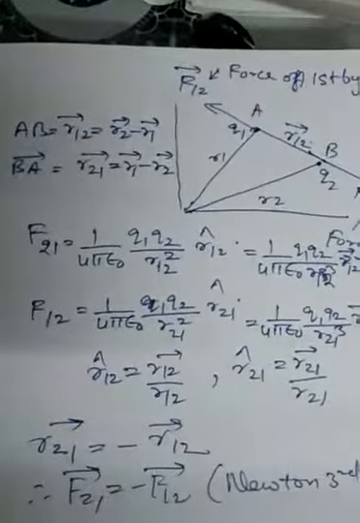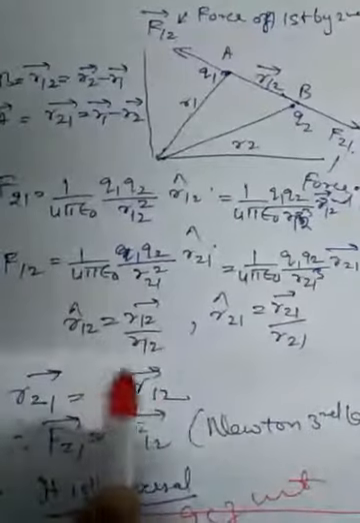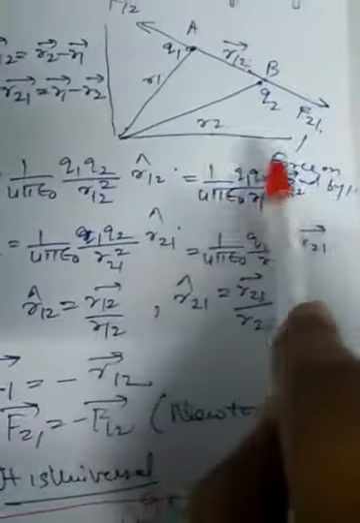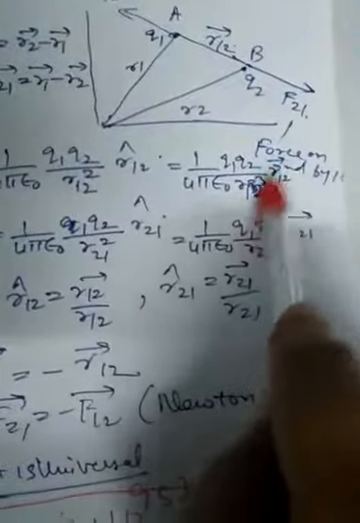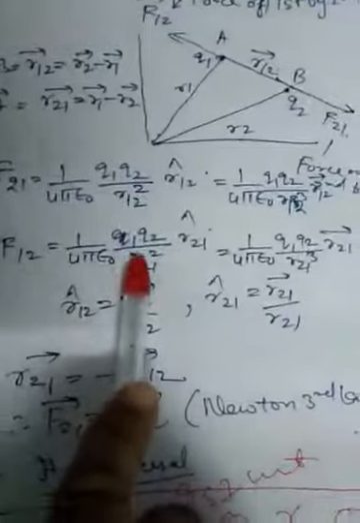And since we are talking about the vector form, we have to point out some direction. So that is taken as R12 cap. R12 cap is basically equal to R12 vector upon R12. So we can write this as R12 vector upon R12 cube. So in vector form we can write F21 is equal to 1 by 4 pi epsilon naught Q1 Q2 upon R12 cube into R12 vector. Now we calculate the other way, F12, which will be equal to this one.